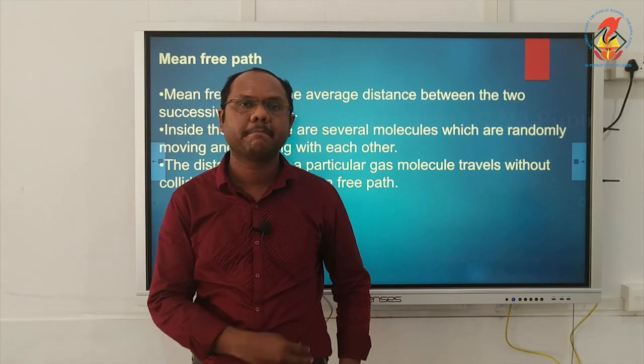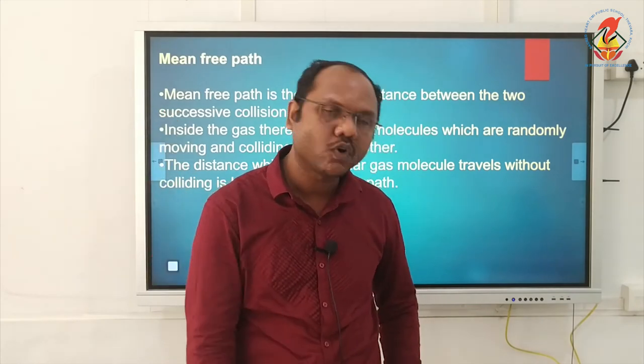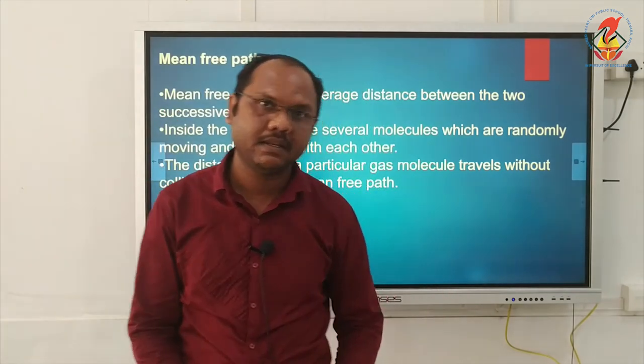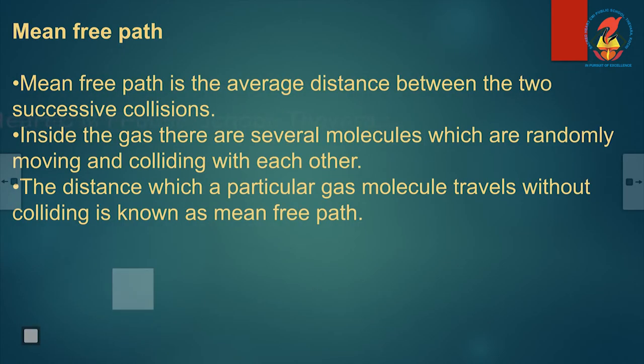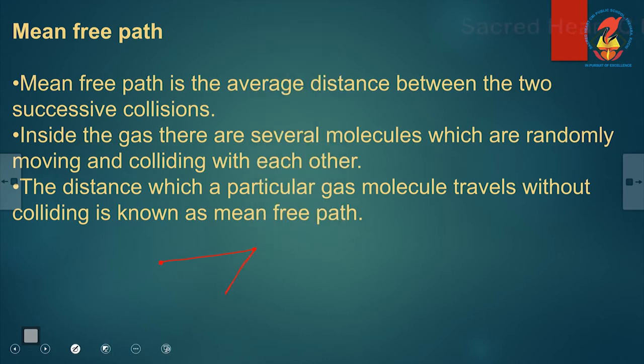So if we say the path between two collisions, that will be a straight line. For example, one molecule will go in a straight line and collide with the other molecule. Then only after collision their path changes. So the path of the molecule changes here, and then it collides with the next molecule. Again the path changes. So the path is a straight line till collision occurs.